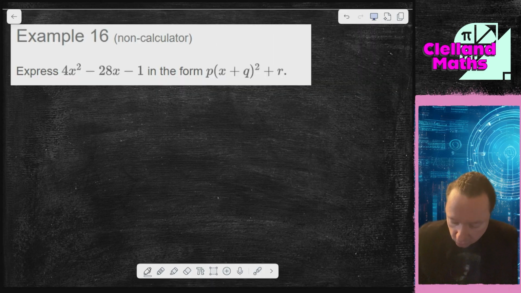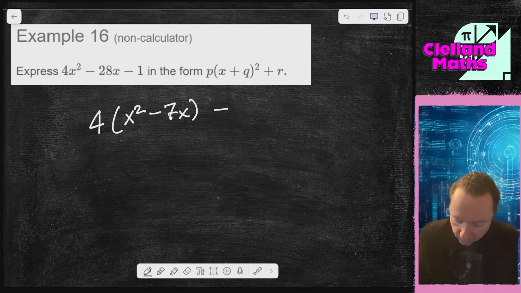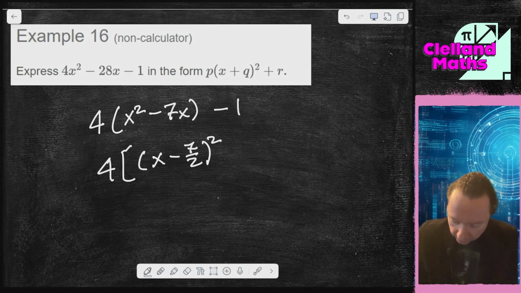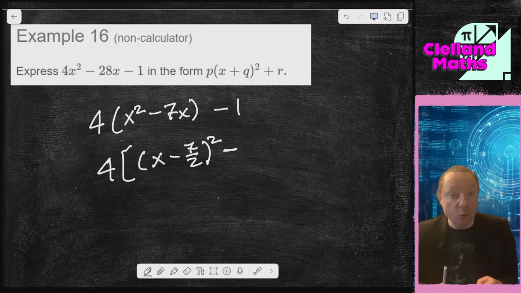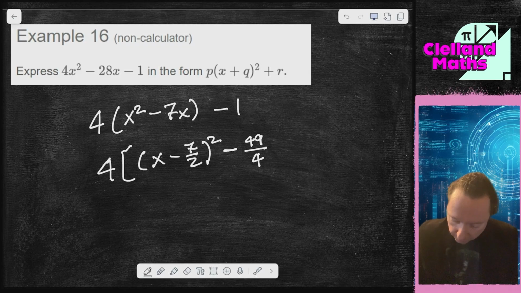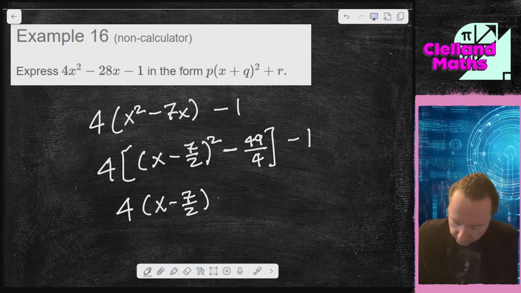Example 16, on completing the square, express that in the form p(x plus q) squared plus r. So 4 is a common factor of the first two things. So 4x squared, 4 sevens is 28, 7x. And I've still got minus 1. So 4x minus, we're in higher maths now, so fractions, 7 over 2 all squared. And then I immediately take away 7 over 2 all squared. Well, 7 sevens is 49. 2 2s is 4. And I've still got minus 1 on the end. So being very careful, x minus 7 over 2 all squared.